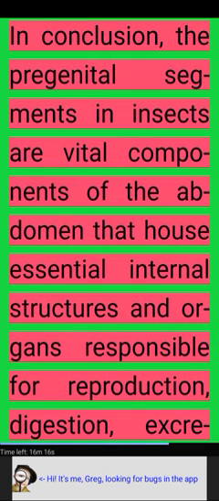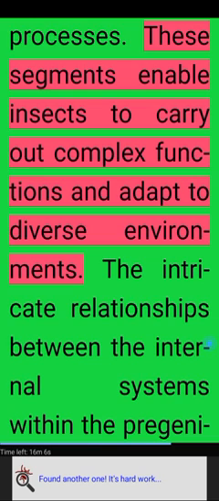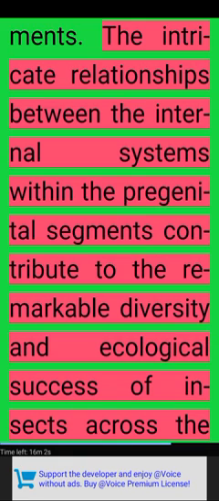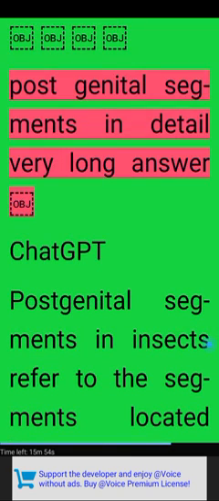In conclusion, the progenital segments in insects are vital components of the abdomen that house essential internal structures and organs responsible for reproduction, digestion, excretion, and other life processes. These segments enable insects to carry out complex functions and adapt to diverse environments. The intricate relationships between the internal systems within the progenital segments contribute to the remarkable diversity and ecological success of insects across the world. Postgenital segments in detail.